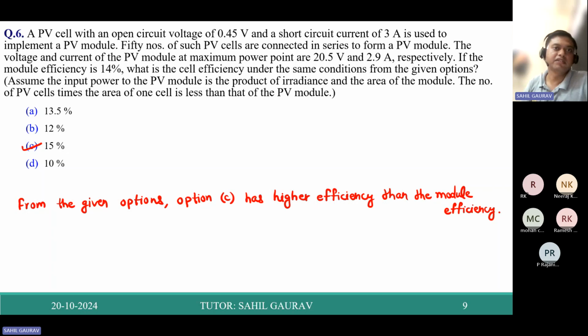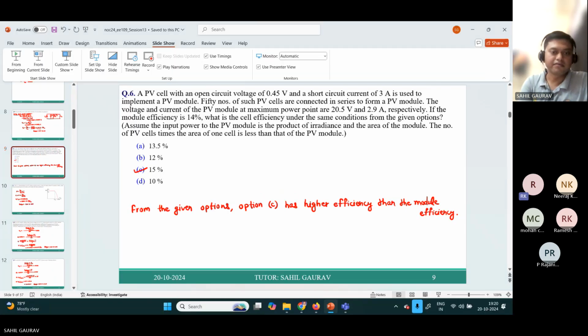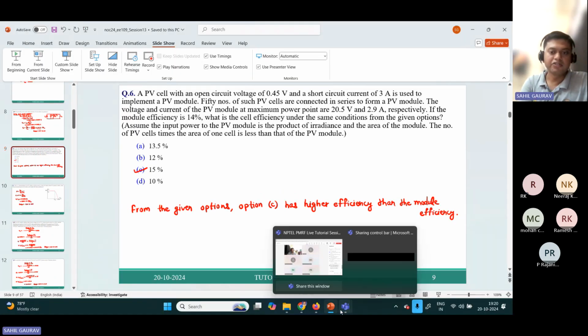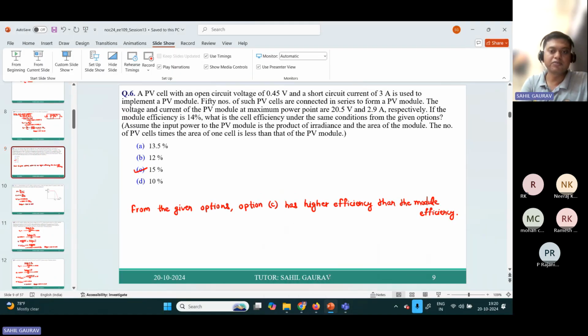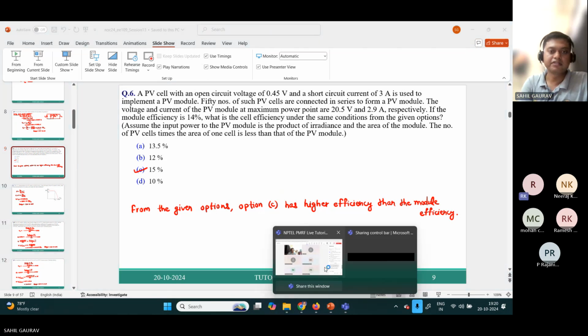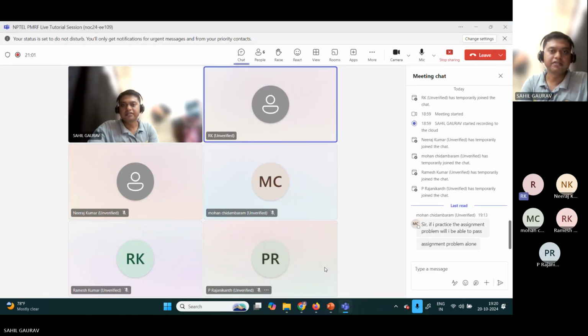Sir, I did not receive the hall ticket. Have you written to the discussion forum? No, I did not write, sir, but till now I did not get it. In which region do you belong? Which state? Mumbai, Maharashtra.